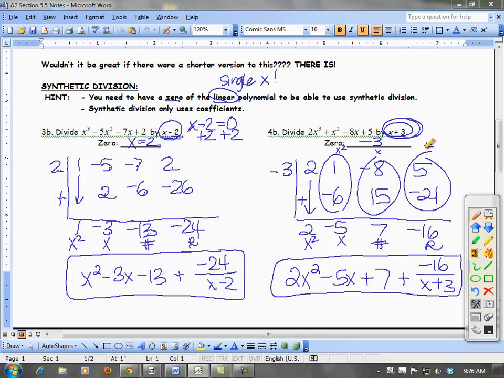Okay? So we're going to use the synthetic division, and the point is this division will help us find some things in polynomials. So I want to walk through a couple of questions on the back with you. So let's flip the page.